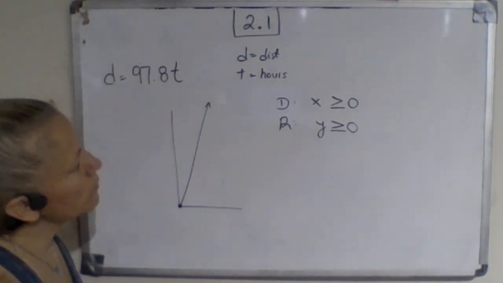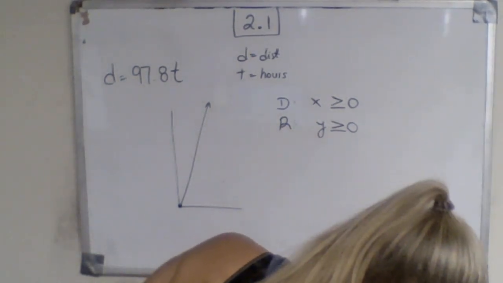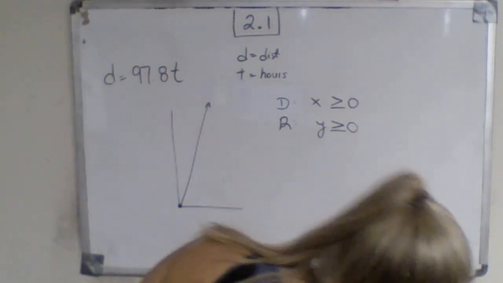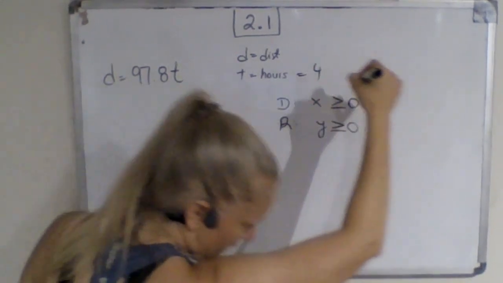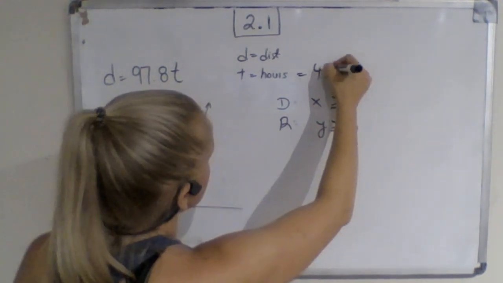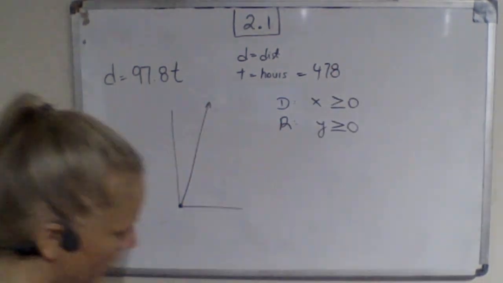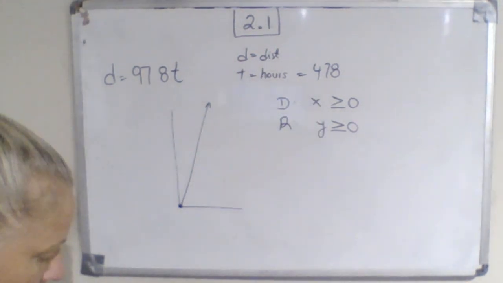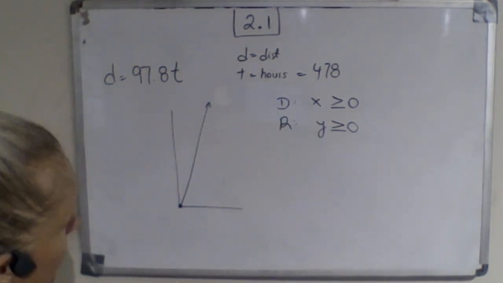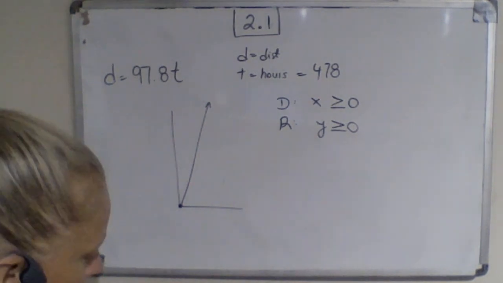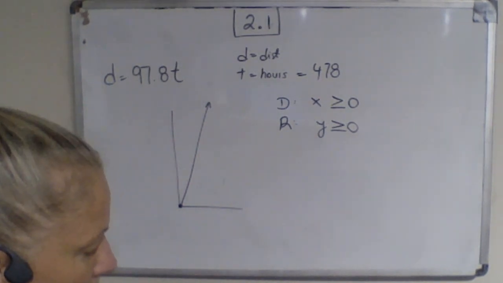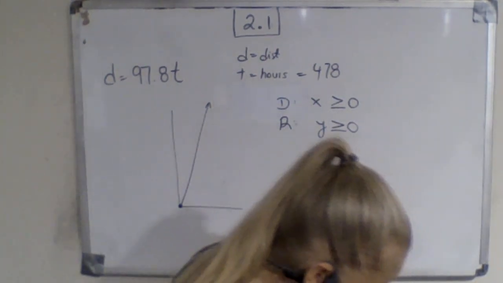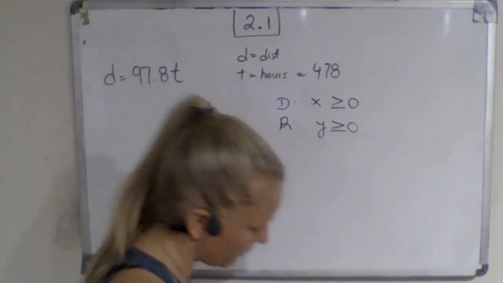Now they want to know, did they beat the record? Well, they say that they traveled, my t is 478 hours. Well, this is just a calculator problem, right? I'm going to go second, quit, and come back out here, and I go 97.8 times 478. And it's 46,748.4. It is clearly way bigger than the record, so yes, they did set the record.